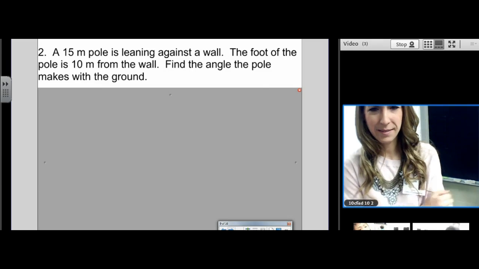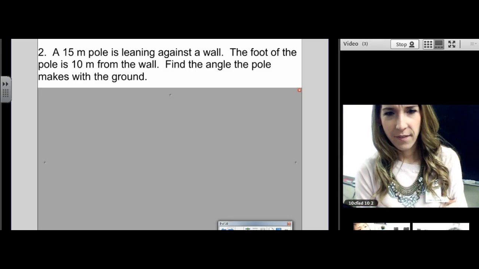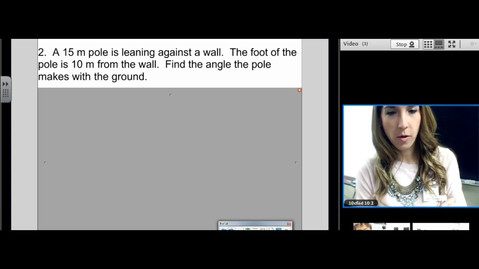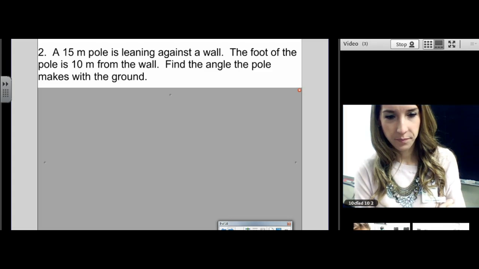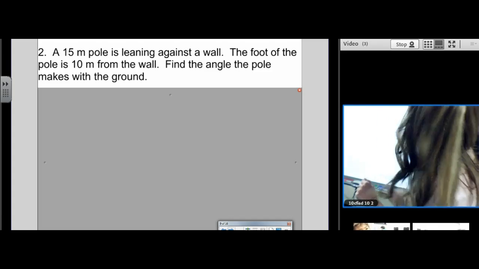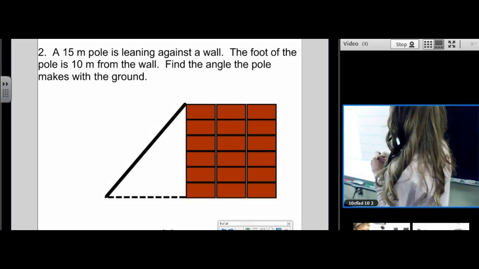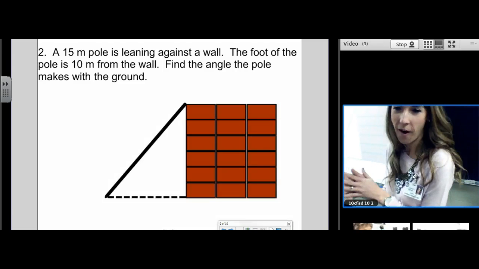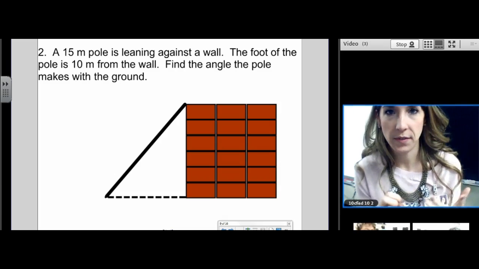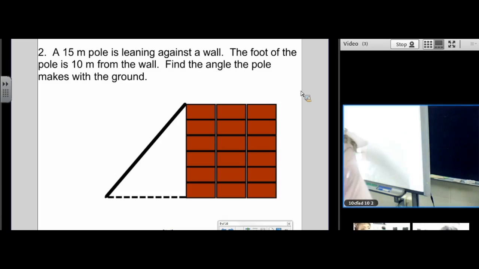Draw a picture, please. A 15-meter pole is leaning against a wall. The foot of the pole is 10 meters from the wall. Find the angle the pole makes with the ground. We have this one and one more, okay? So hopefully you drew a picture. You didn't have to draw a brick wall like mine. But a 15-meter pole. The pole is 15 meters, so I hope you labeled the hypotenuse.